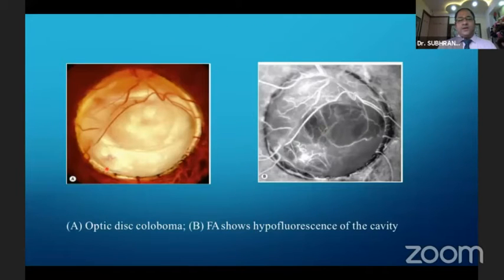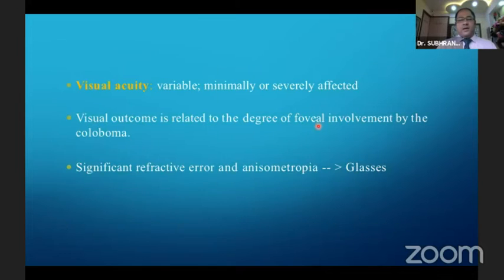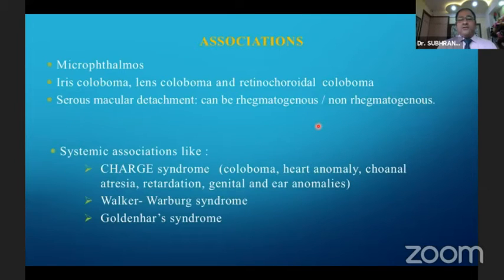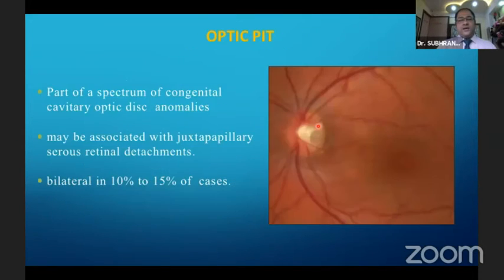So this is how an optic disc coloboma would look like on FFA. Visual acuity would be variable, minimally affected in most cases. Associations: it might be associated with microphthalmos, various other colobomas of the eye, and systemic associations like CHARGE syndrome might be there. Now coming to the next entity, the optic nerve pit.